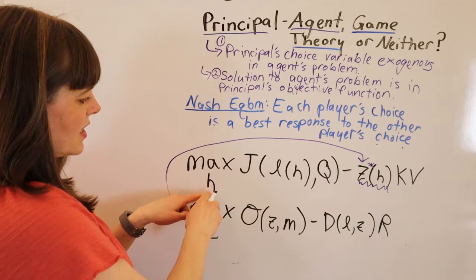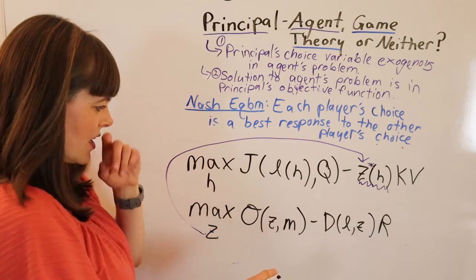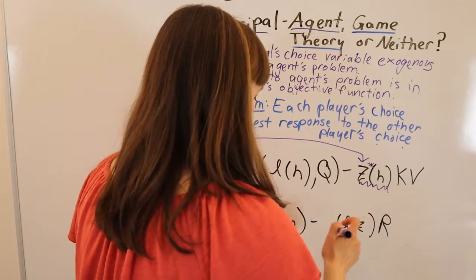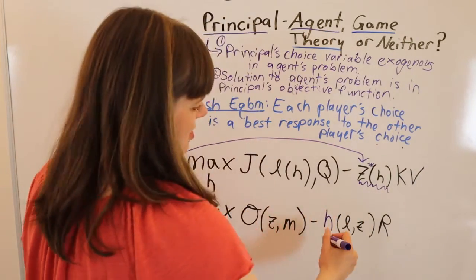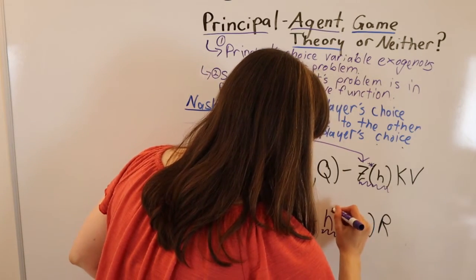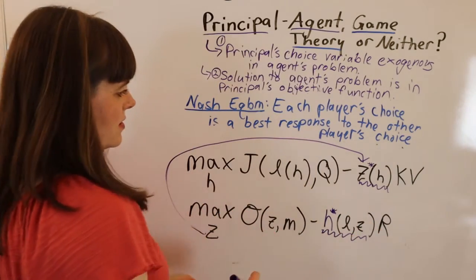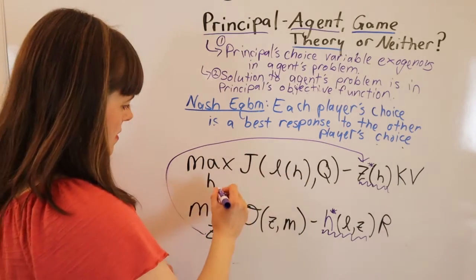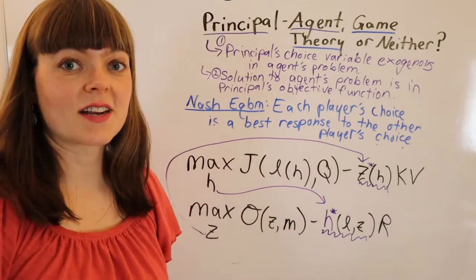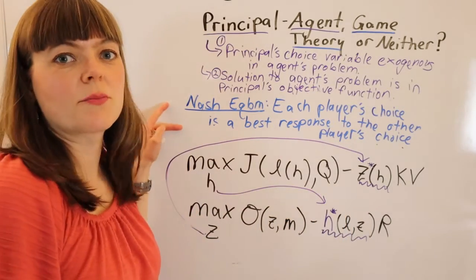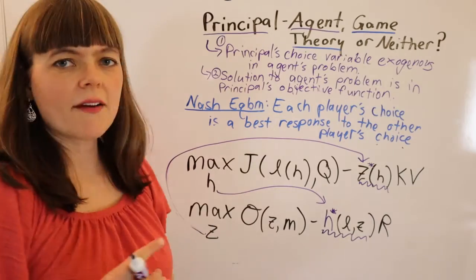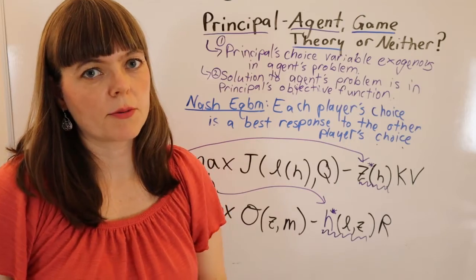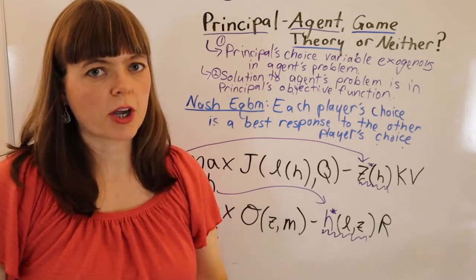So the question is, can we stick H inside this function somewhere as a function of Z? And we could do that simply by making H. So now this is H star as a function of Z. So this is going to be a best response to a best response sort of situation. And that's going to represent a Nash equilibrium solution to a game theory problem. So I hope you have a sense for principal agent and game theory problems and the way they appear when you look at functions.